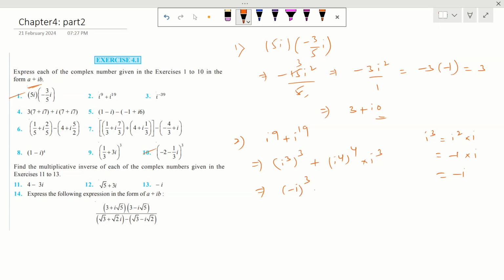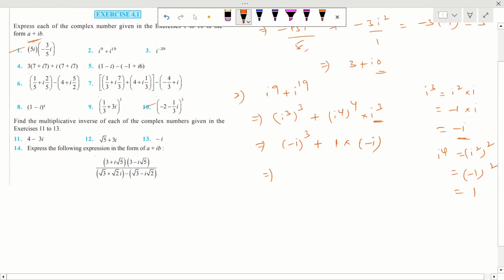So we have (minus i) whole cube, and plus i to the power of 4. What is the value of i to the power of 4? We can write it as (i square) whole square; i square value is minus 1, and minus 1 squared is plus 1. So i to the power of 4 is 1. And i cube, we already know, is minus i. So now the first term is minus i to the power of cube, which is minus i. Therefore minus into minus is plus i, and so i minus i is 0.